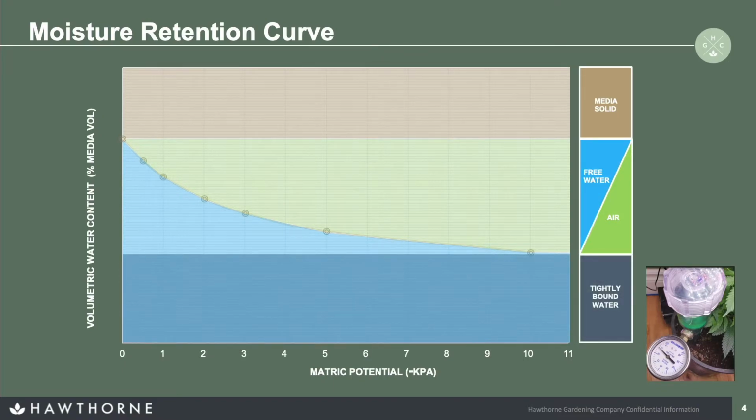The bottom portion of the curve, at minus 10 kilopascal, scientists declare that water to be non-available, or I would say slightly available. This is because at that pressure, the water is so tightly retained by the media particles that it is very difficult for the roots to absorb that water, or that water will be absorbed very slowly. So we call that portion of the curve non-available water.